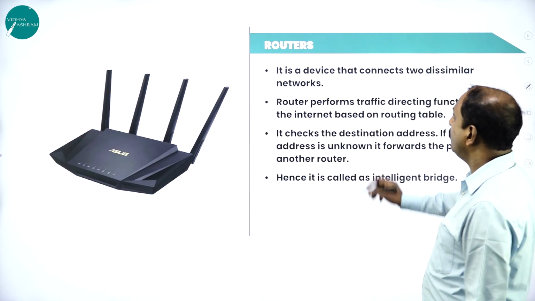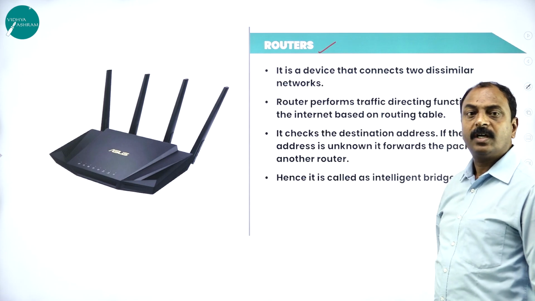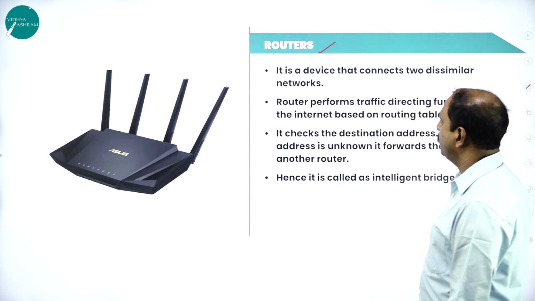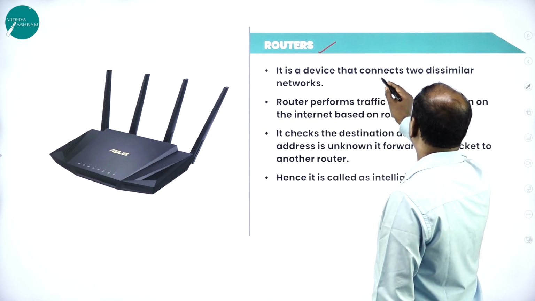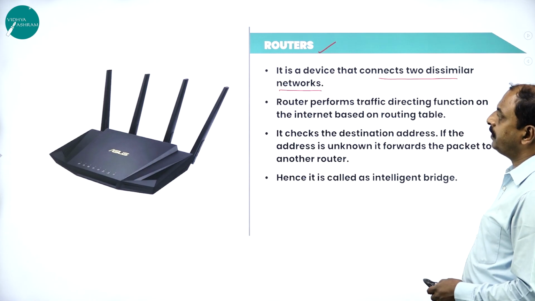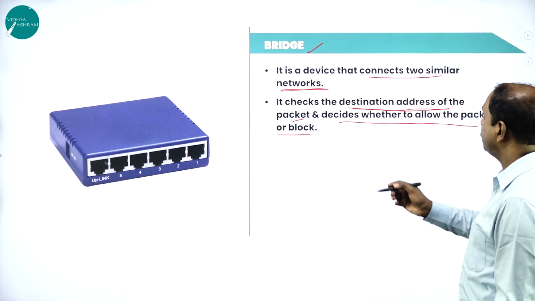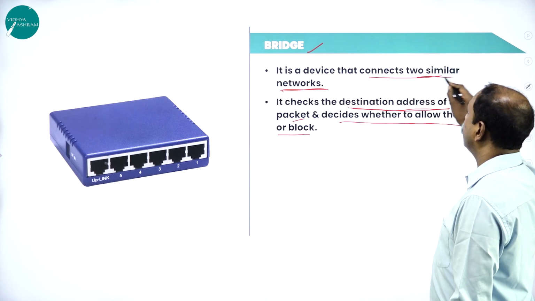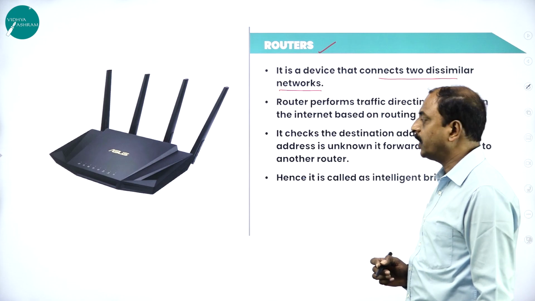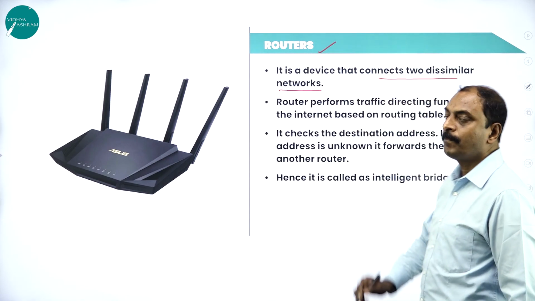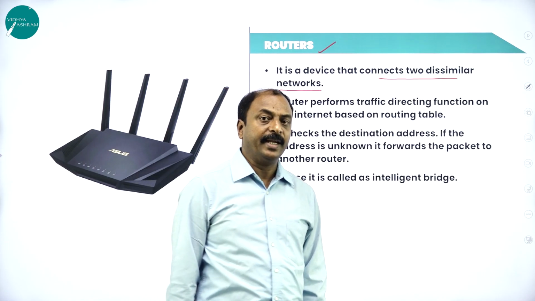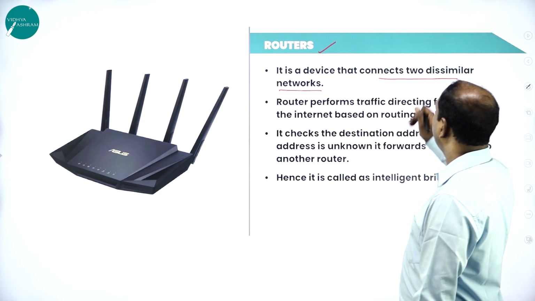The next one is called routers. Nowadays we are familiar with the word router. It is an important network device. It is a device that connects two dissimilar networks. As we have seen previously, a bridge connects similar networks. But the router is a device used to connect two dissimilar networks. If I say two dissimilar networks, it may be two different types of LAN. That is the meaning of two different networks.